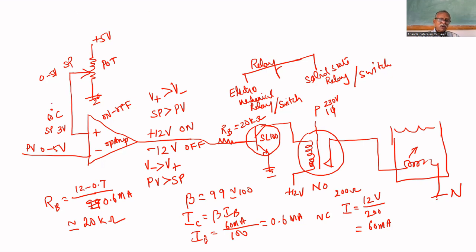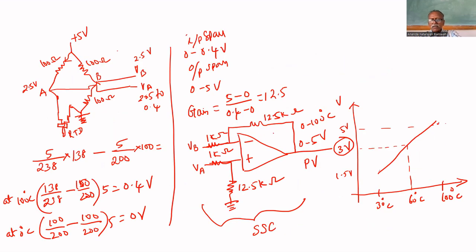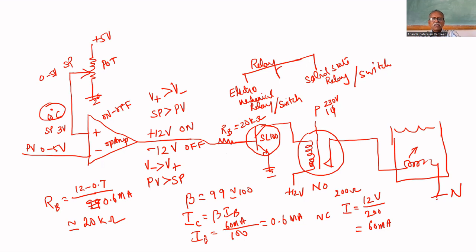Suppose you want to control at 60 degrees centigrade. From the calibration curve, 60 degrees corresponds to 3 volt. It may not be exactly 3 volt; theoretically it is 3 volt, so you have to check in the graph. That voltage is given here, say 3 volt. Initially it is at room temperature, 30 degrees centigrade, which means 1.5 volt. The 3 volt is higher, so the output is 12 volt. That's why this will be turned on, and the heater will be turned on.